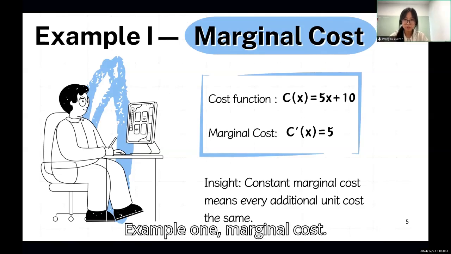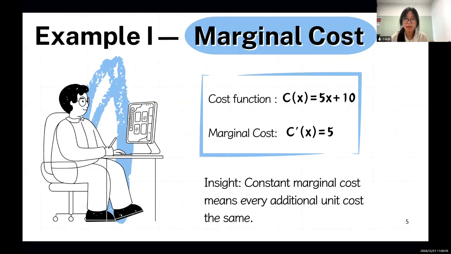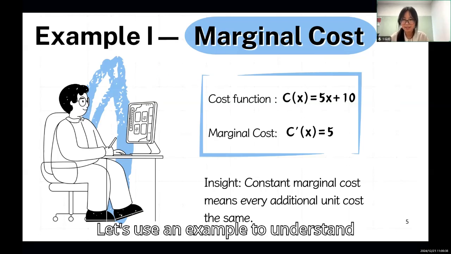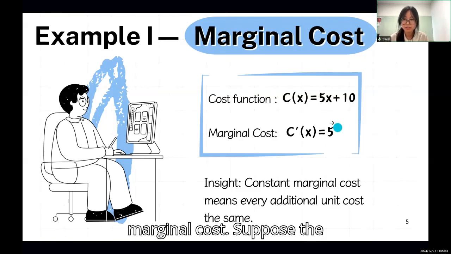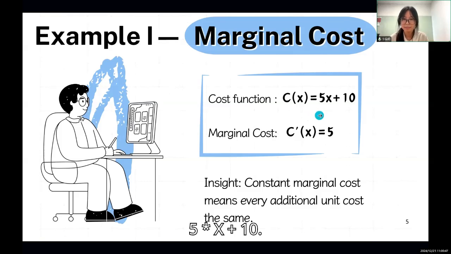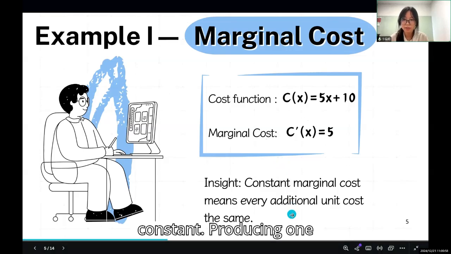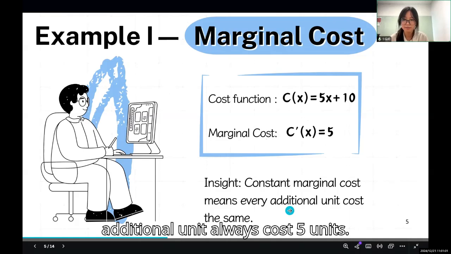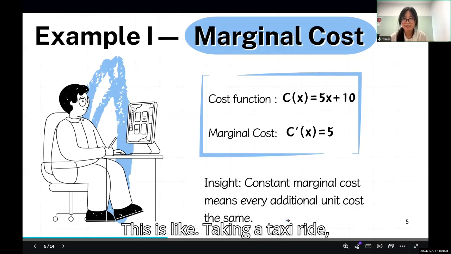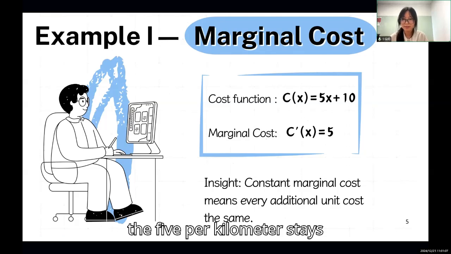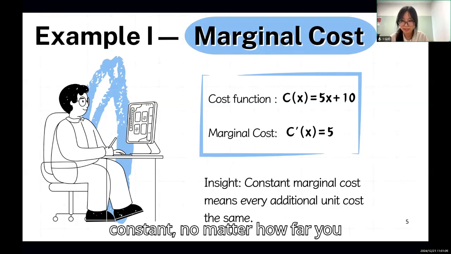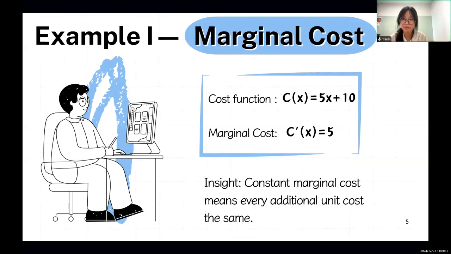Example 1. Marginal cost. Let's use an example to understand marginal cost. Suppose the cost function C(x) equals 5x plus 10. The derivative C'(x) equals 5 shows that the marginal cost is constant. Producing one additional unit always costs 5 units. This is like taking a taxi ride. The fare per kilometer stays constant no matter how far you travel.